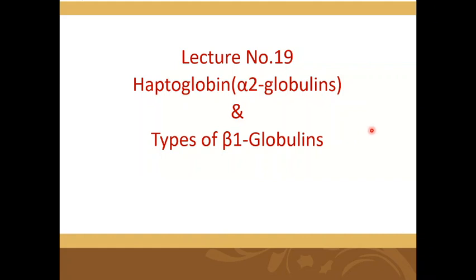In the previous lecture, we discussed ceruloplasmin of the alpha 2 globulins. Now we'll discuss the second type, haptoglobin, and the types of beta 1 globulins.